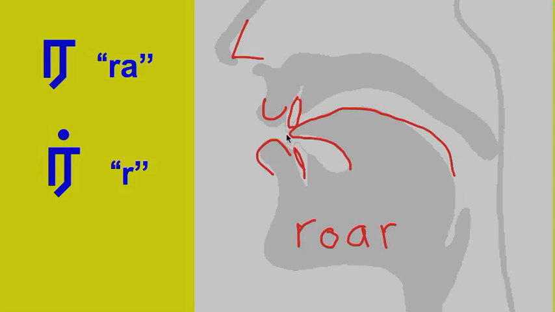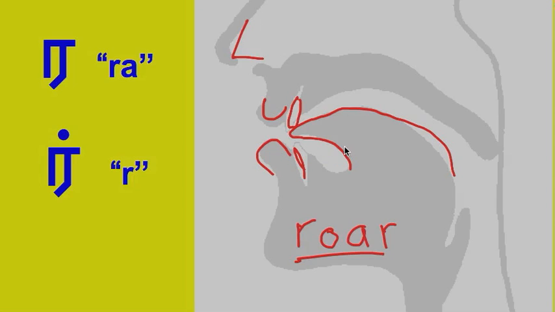Try to put the tip of your tongue at the front of your mouth next to your teeth, just like it's shown in this picture, and keeping your tongue in that same position, try to say the word roar. I think you'll find that it's very, very difficult. In fact, it's probably impossible to say the word roar like I'm saying it right now with your tongue in this position. It can't be done.